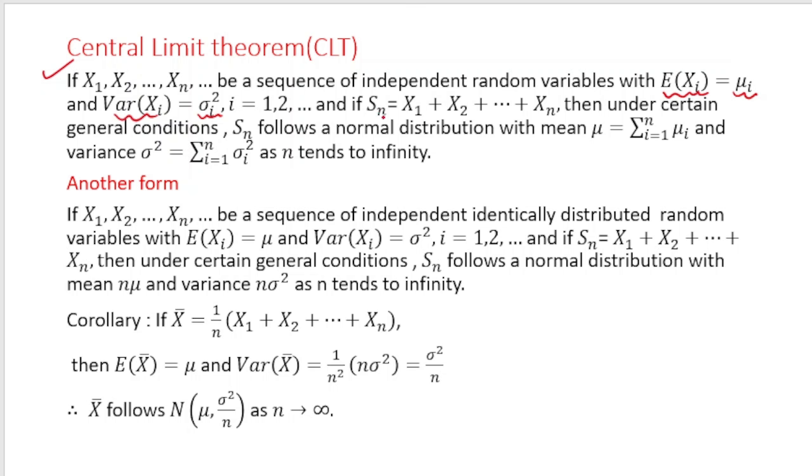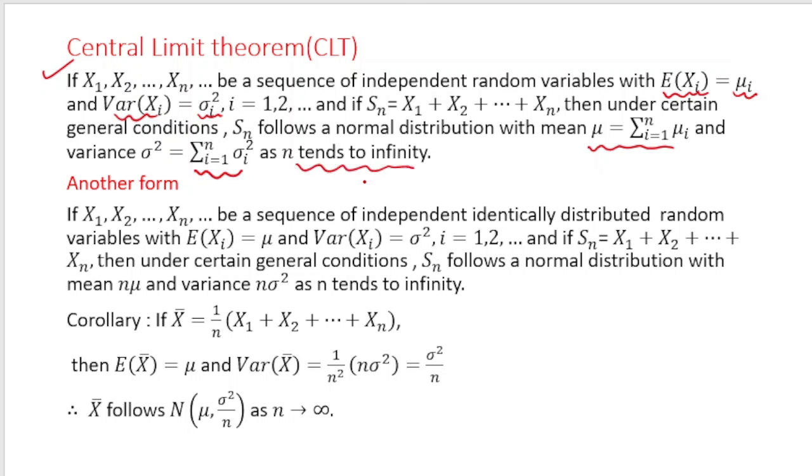And if we define Sn, which is the sum of n such random variables x1, x2, xn, then under certain general conditions Sn follows a normal distribution whose mean is the sum of mu i's and whose variance is the sum of sigma i's square as n tends to infinity.